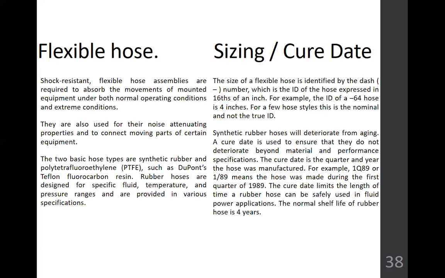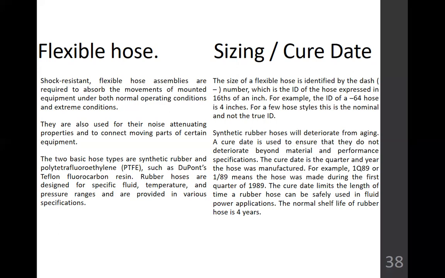The two basic hose types are synthetic rubber and polytetrafluoroethylene (PTFE), such as DuPont's Teflon fluorocarbon resin. Rubber hoses are designed for a specific fluid, temperature, and pressure range and are provided in various specifications. The hose may specify the fluid, pressure, temperature, size, and curing date.